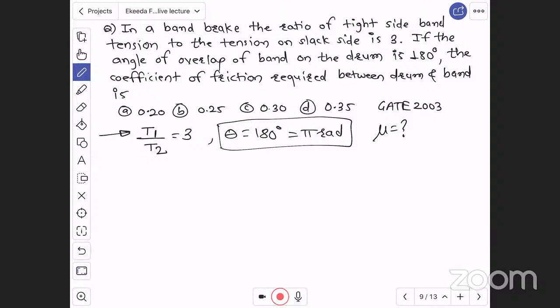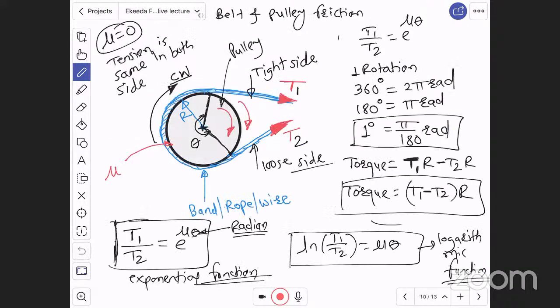Very simple question, my dear students. Just now we have seen what is the relation between tight side tension and loose side tension. Look here for the relation. What is the relation between tight side tension and loose side tension? T1 divided by T2 is equal to e to the power mu theta. This is the relation, right?